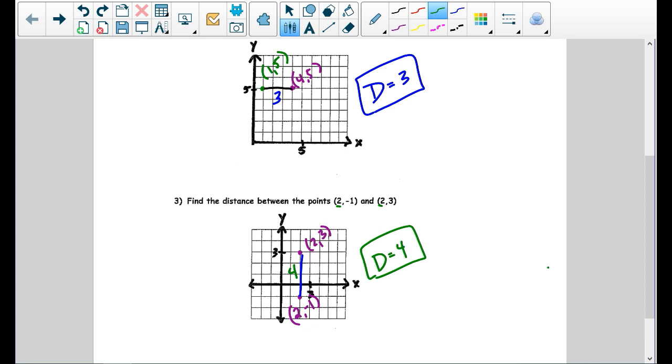Okay. So those are the 2 easy ones. If I have the same value for an x or the same value for a y, I'm just finding the distance between the other value. Or if it follows the grid lines on my picture, I can just count them.